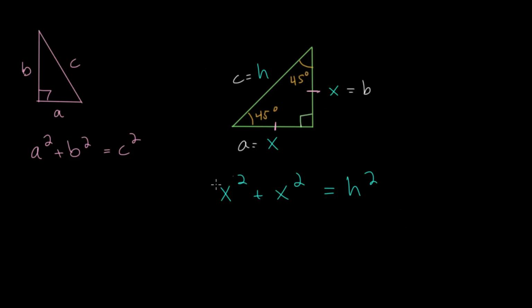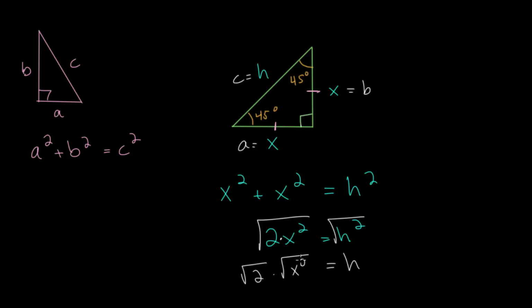And let's simplify. So x squared plus x squared, that's just 2x squared. And since we're solving for h, we want to take a square root of each side. And the square root of h squared, those cancel, and we just get h. And over here, we get the square root of 2 times x squared, which I'll break up into a product of square roots since we have a product on the inside. So we get root 2 multiplied by the square root of x squared. And just like we had here, when we take a square root of a square, it's going to cancel. So the end result is that h is the square root of 2 multiplied by x.